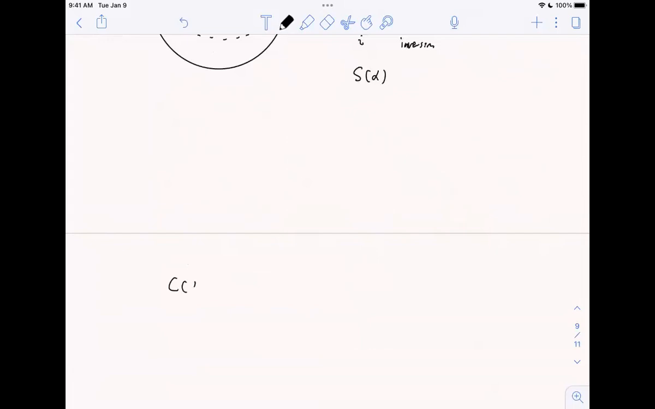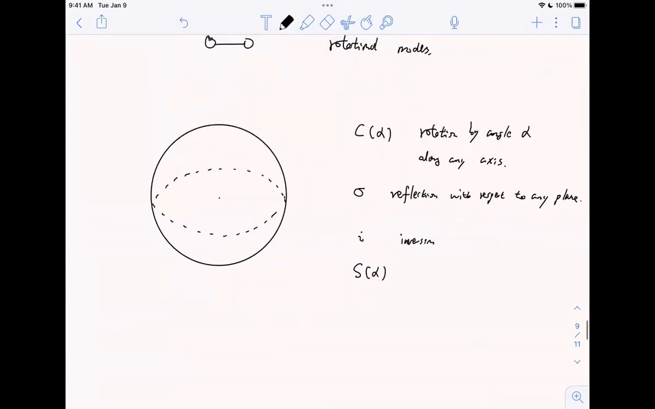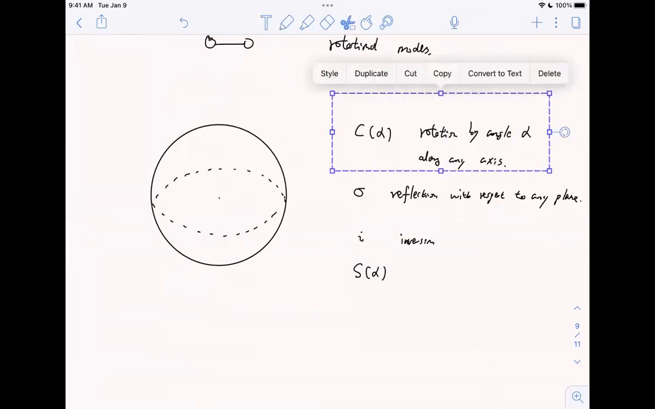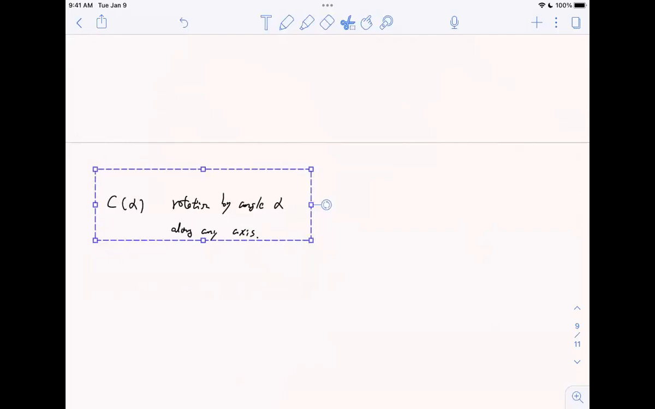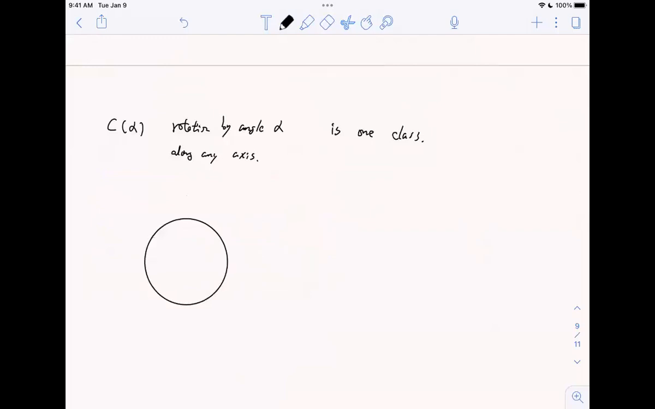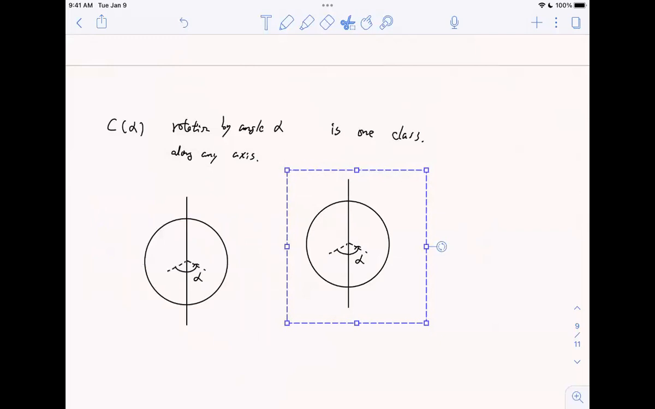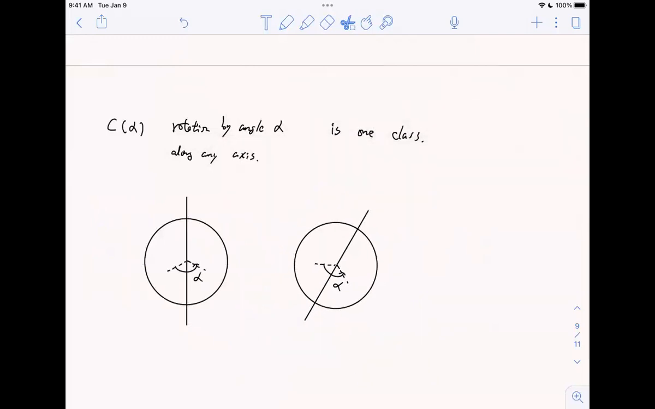Each of these is one class. So rotation by an angle is one class. What do I mean by one class? That means if you do a rotation by this angle, and then you rotate this whole thing, like rotate it like this, this rotation can be obtained from the other rotation.